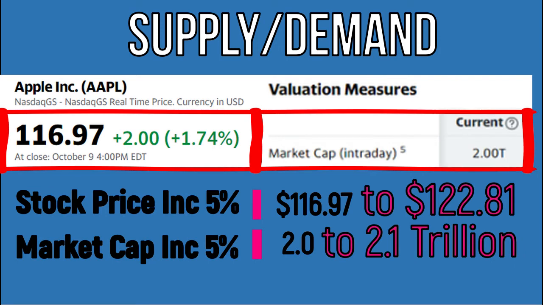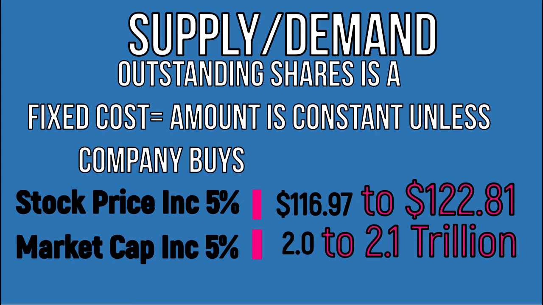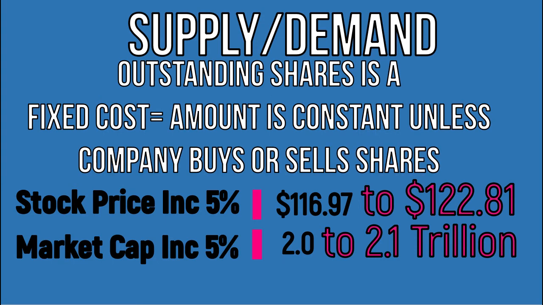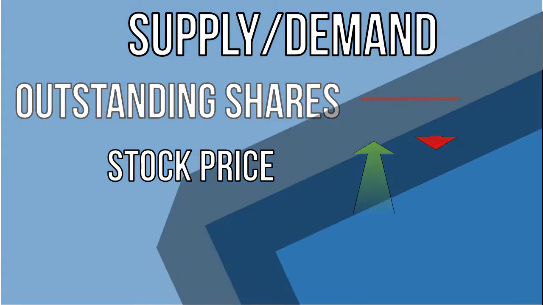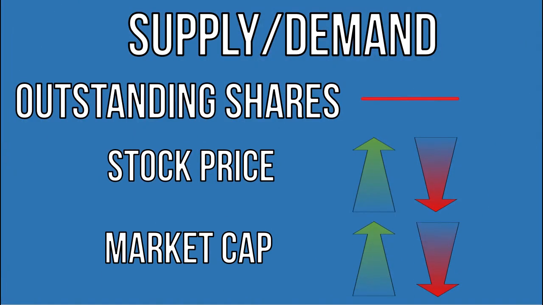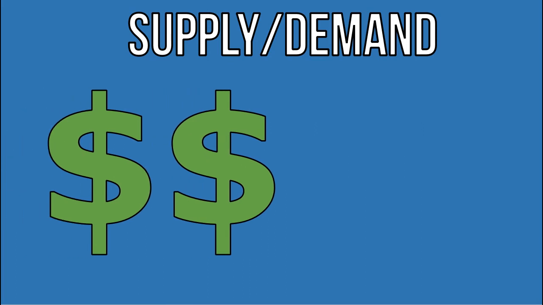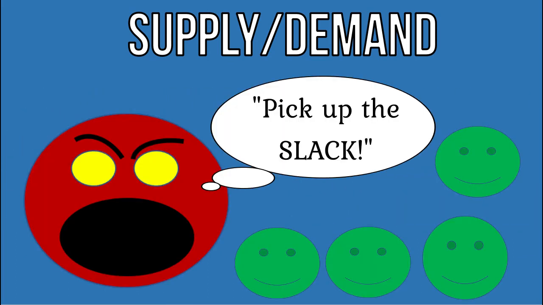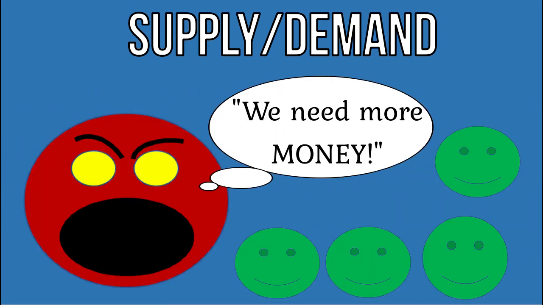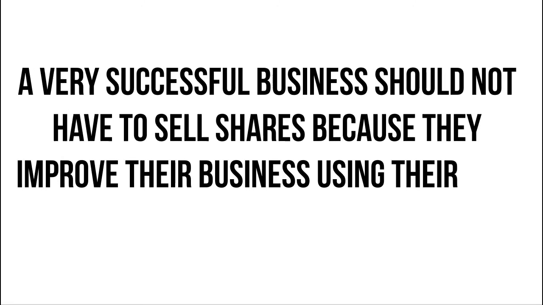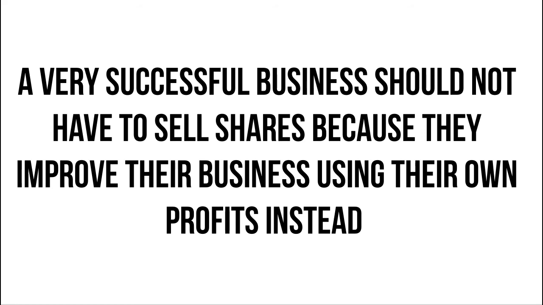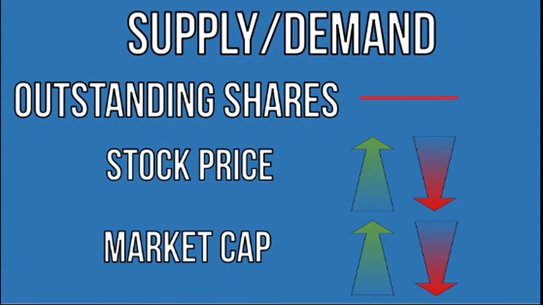Now it is very important to understand that the outstanding shares is a fixed cost and does not change unless a company issues more stock to banks and businesses or sells them in order to have more cash. Typically, a company sells shares to raise cash because they are going into debt and need cash, or because the company needs the cash to improve their business early on. Generally speaking, a very successful business should not have to sell shares because they improve their business using their own profits instead. Now how does this relate to supply and demand?